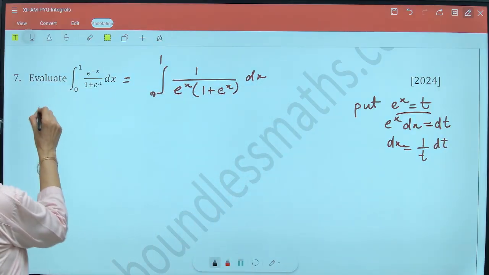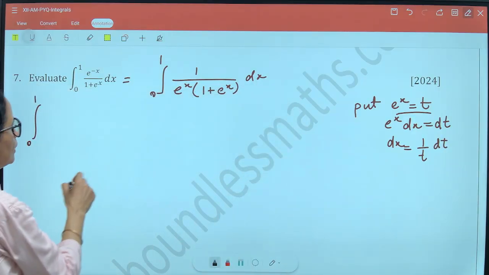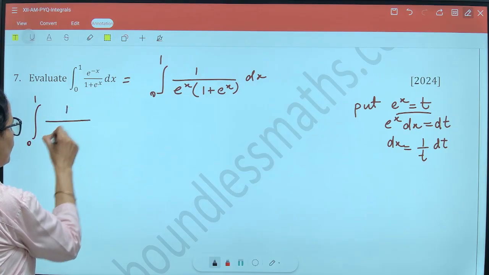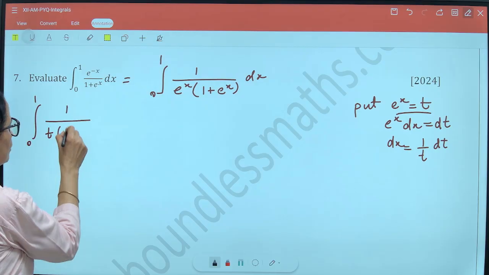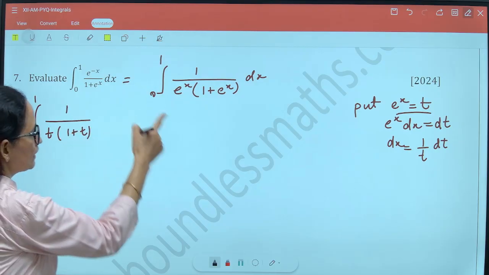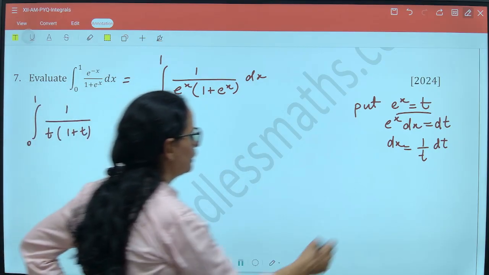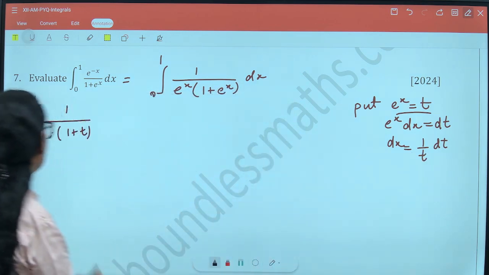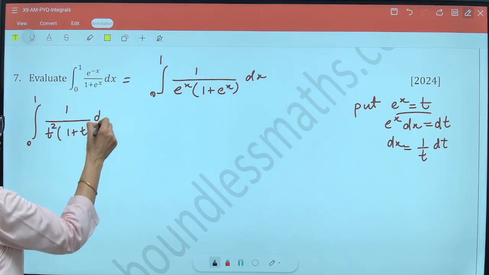So now the question is 0 to 1 integral of 1 upon t into 1 plus t, and dx to be replaced by 1 by t into dt. Now because we have another t here coming in, so it becomes t square and this is dt.